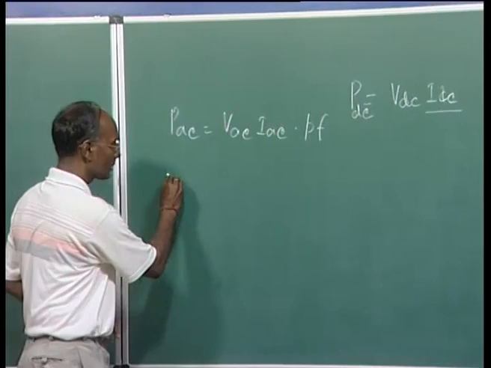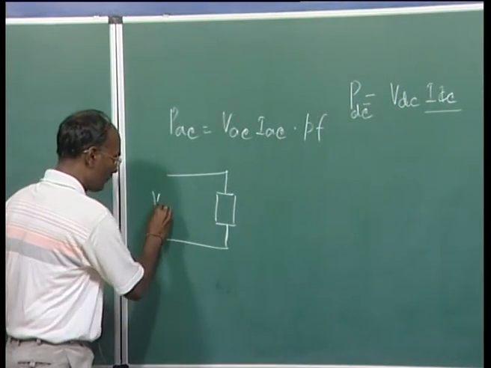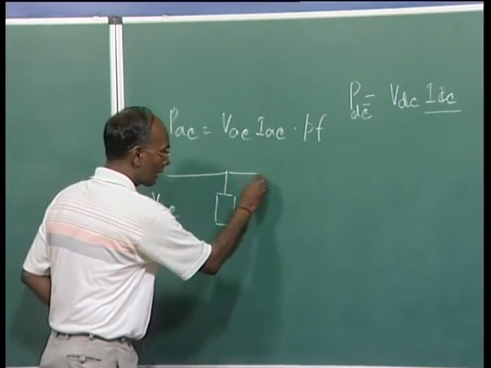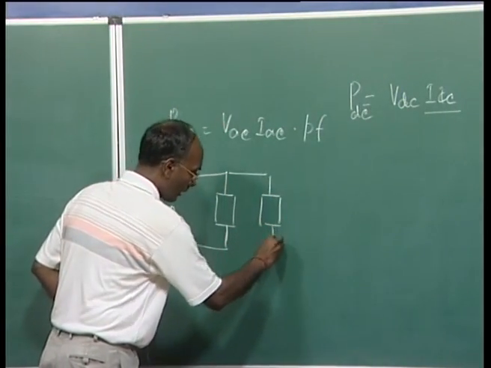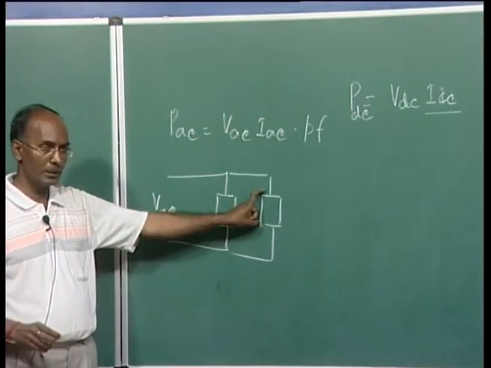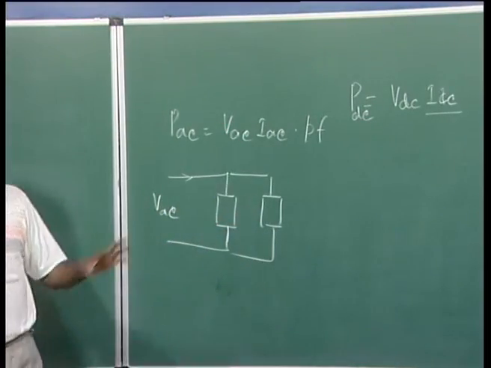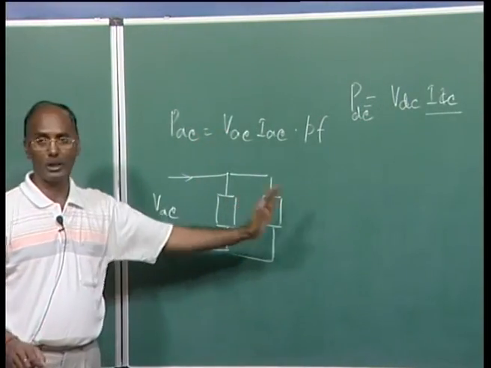For example, if this is a source and this is your load, you are supplying V AC. If you are connecting another load, you have to connect it in parallel. What happens? The voltage across this is the same, but the current drawn is going to change due to the connection of the impedance. So the AC system always works in parallel.